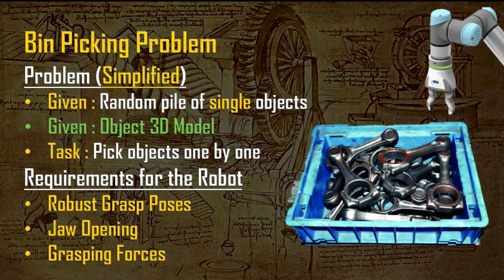The simplified problem is that a random pile of a single type of object is available. In this case, you can see connecting rods from an automotive engine. They are piled randomly in a bin, and we also have a given 3D object model, and the task is again to pick the objects one by one. Requirements remain the same: we need robust grasp poses, jaw openings, and grasping forces.